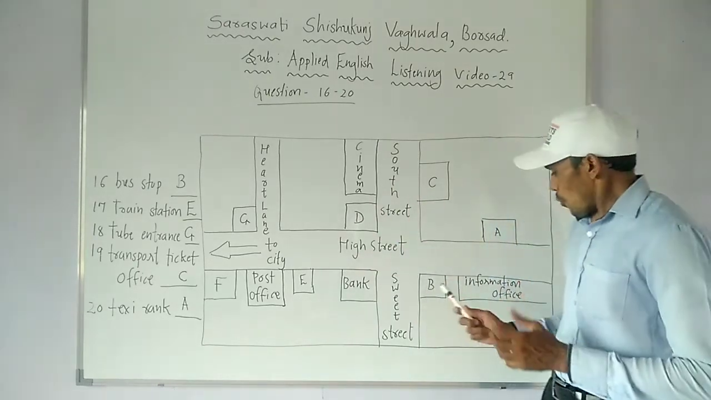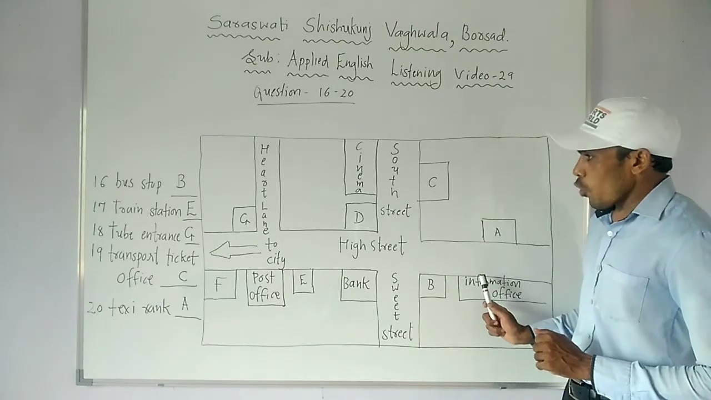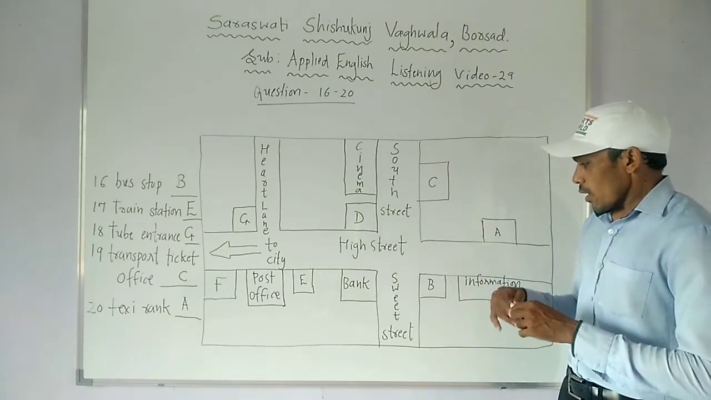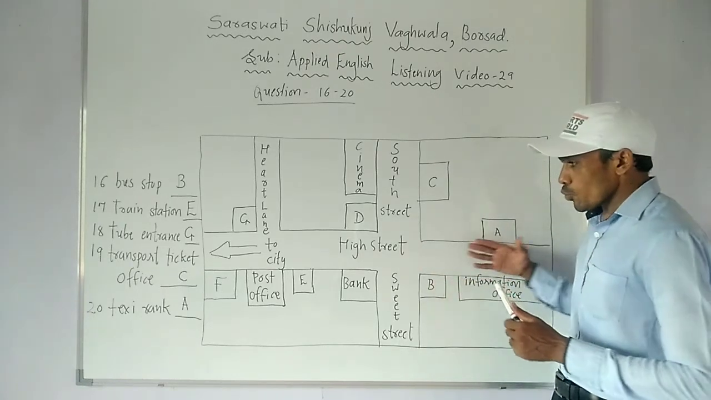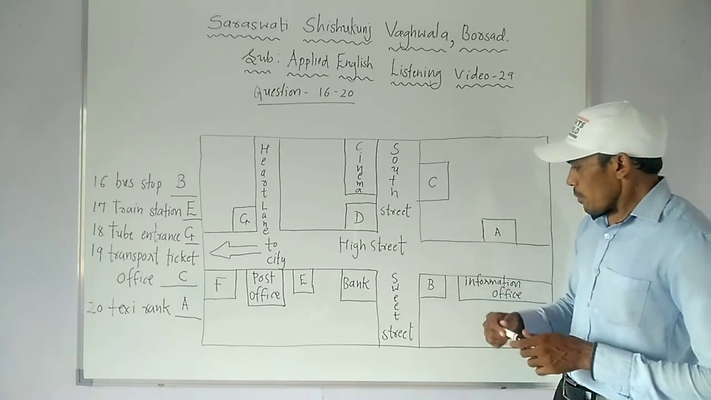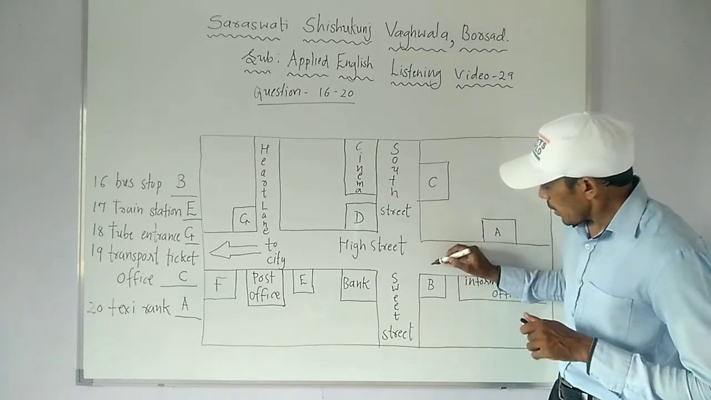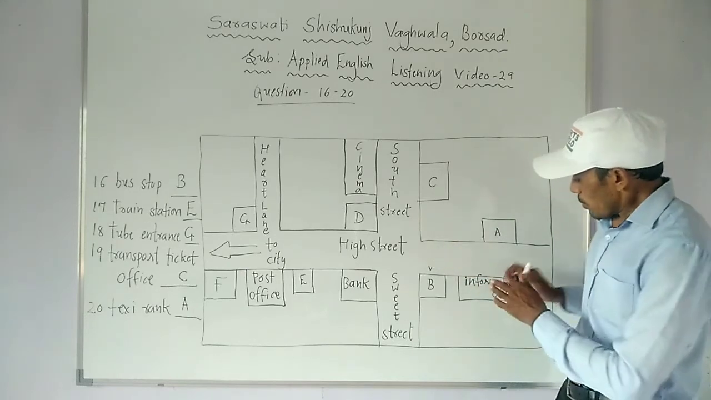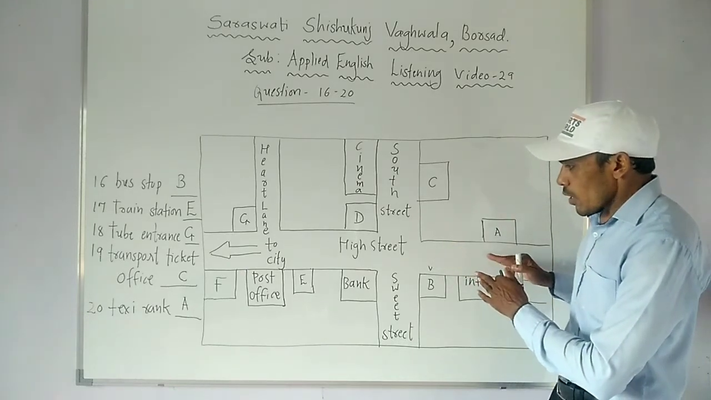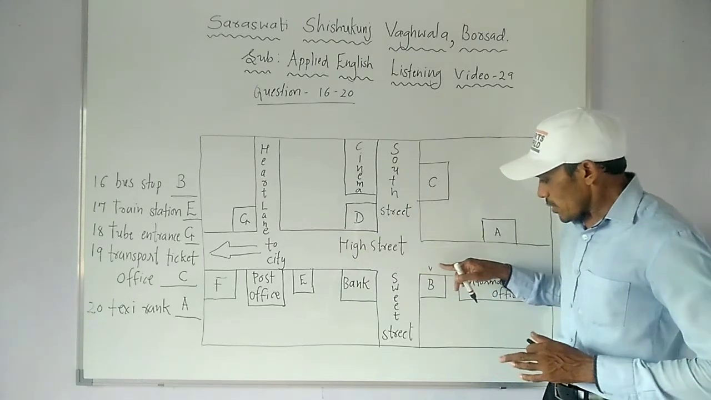Okay, we are at the information office, and where is the bus stop? He explains that if you go towards the city side of High Street, you will find a bus stop just near the information office. So now where is the bus stop? The bus stop is here. With the information given, you just need to go to High Street, the way that goes to the city. So here it is, the bus stop.